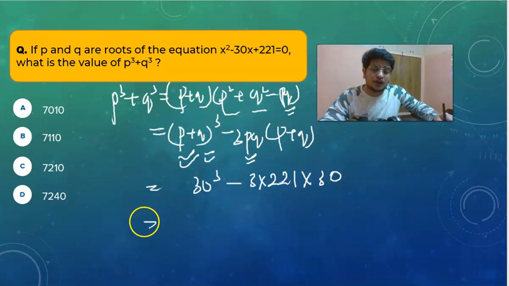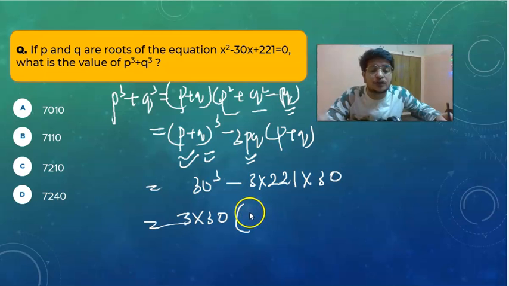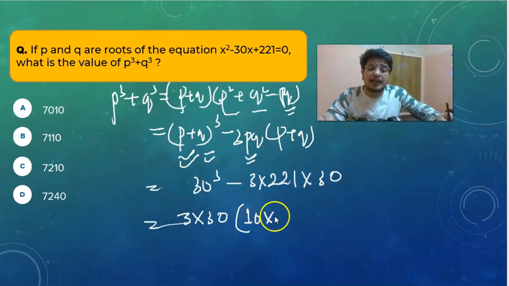This one I can write. Okay, now if I take 3 into 30 common, so here I can write it as 10. Here I can write the value as 30.